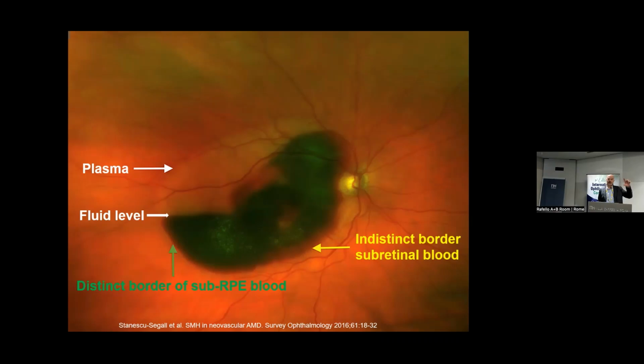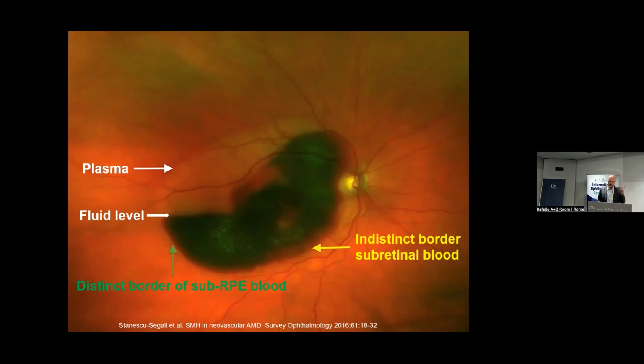It's a bit like an ESR. You can see the plasma floating on the top under gravity, and you see that quite clearly in this image. I would say you don't normally see things like this, but it's a very textbook presentation in this situation. And then the other distinction, as I say, is to pull out whether it's sub-RPE or sub-neuroretinal.